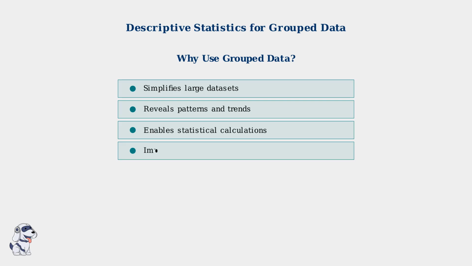First, it simplifies large data sets by reducing thousands of individual values into manageable categories. Second, it reveals patterns and trends that might be invisible in raw data. Third, it enables us to perform statistical calculations more efficiently. Finally, it improves data visualization by creating cleaner, more interpretable charts and graphs.